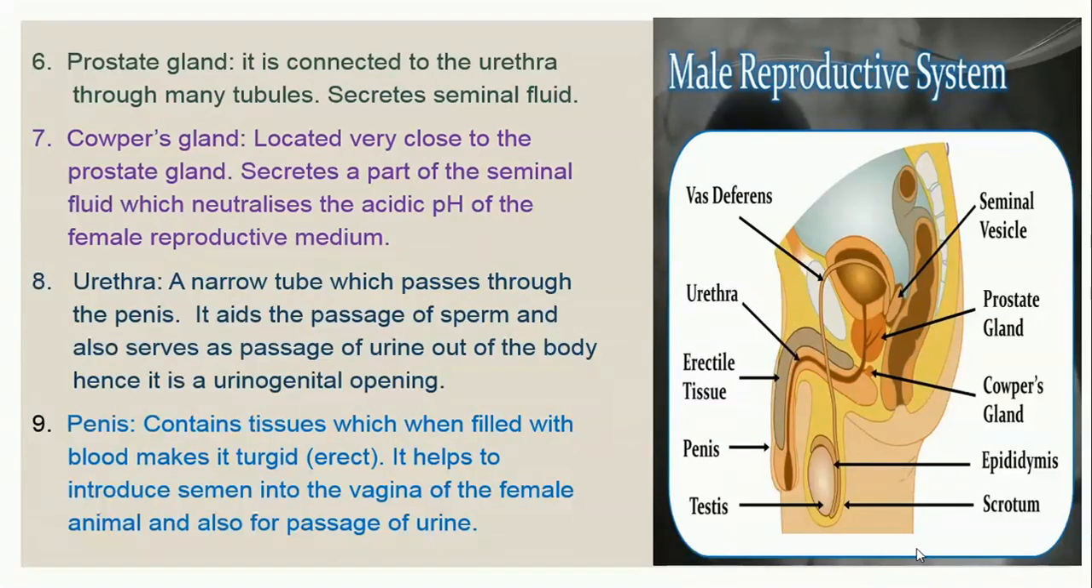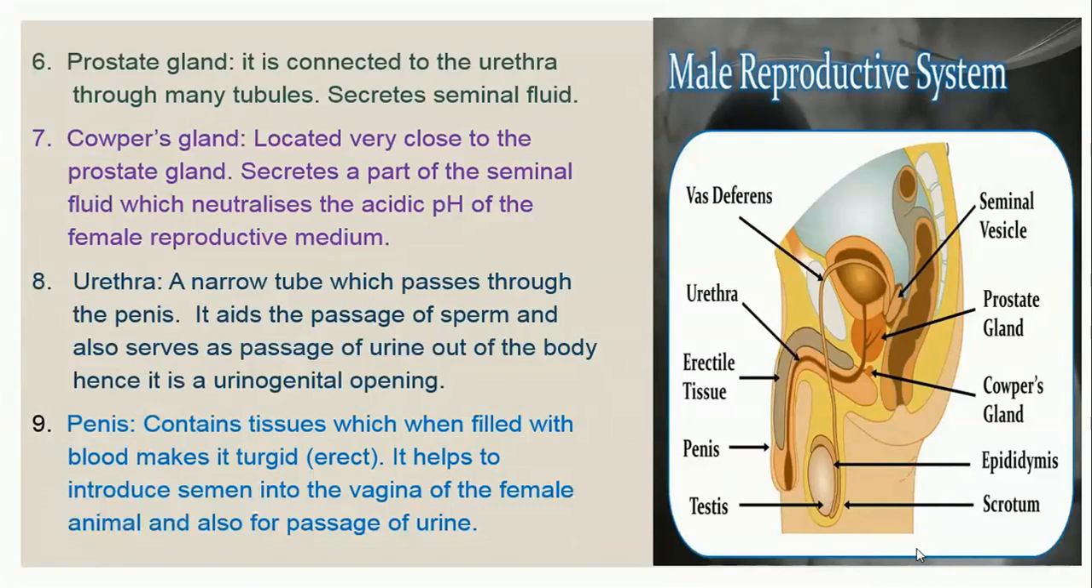Then number 7, we have the what? Cowper's gland. That is located very close to the prostate gland. I want to believe you've located it also in the image here. Good. Now its function is that it secretes parts of the seminal fluid, which neutralizes the acidic pH of the female reproductive system or medium.